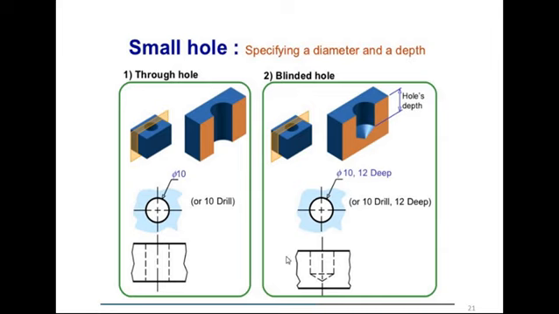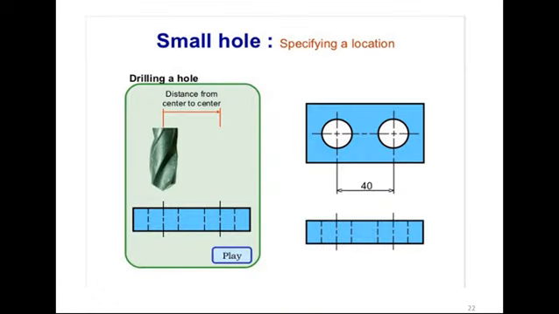So this is a standard practice to show a hole. When there is a hole in your drawing, you want to show the small hole and specify a location. We want to specify a location between the two holes, because sometimes you want to drill a hole, and whenever we want to drill a hole, we require to take whatever the reference from the previous hole.